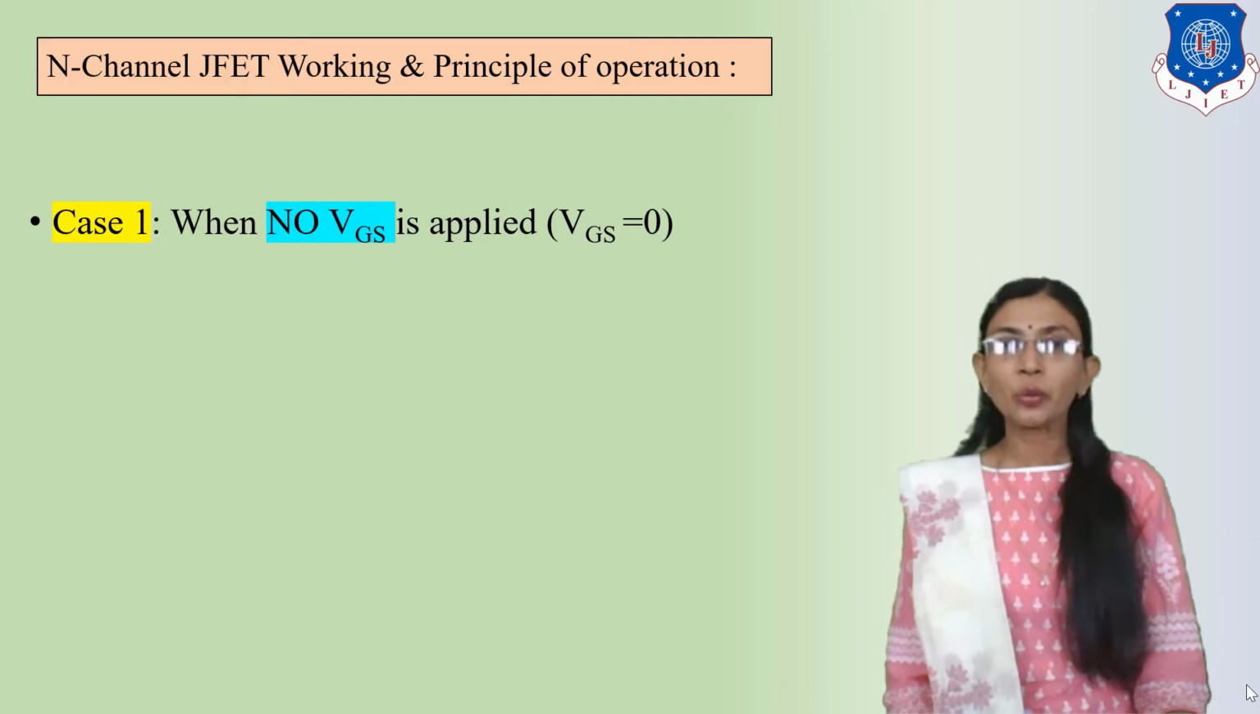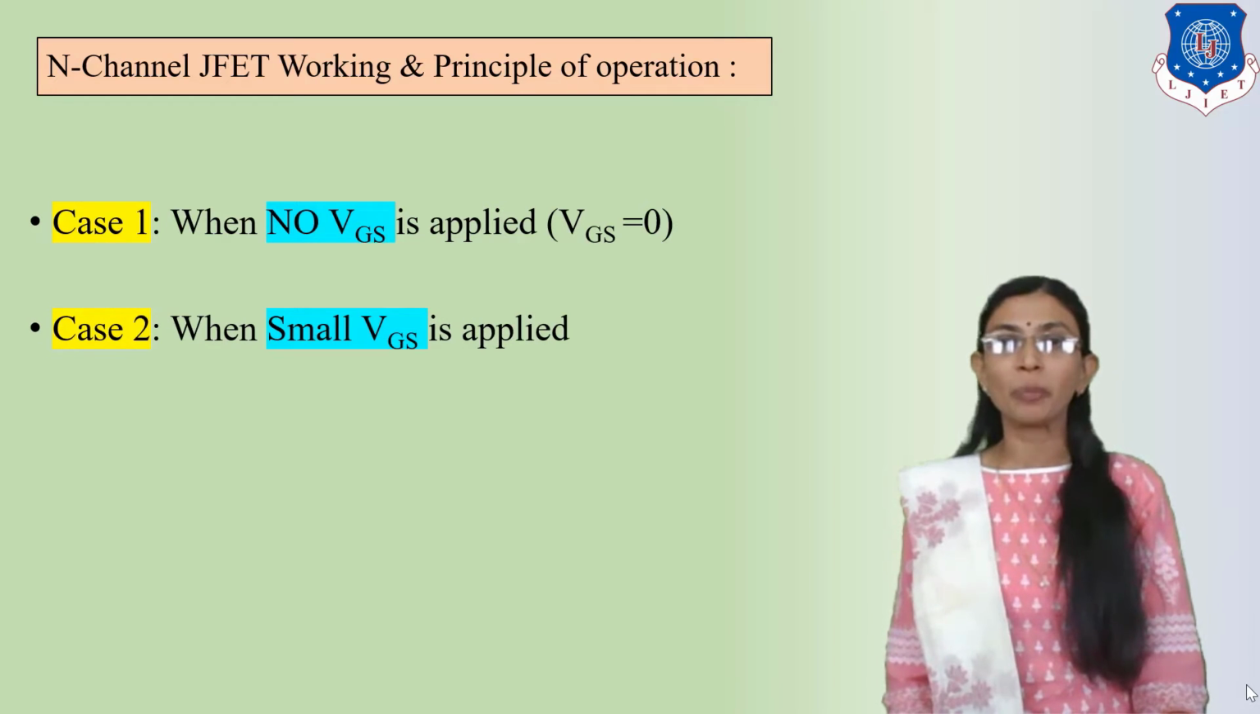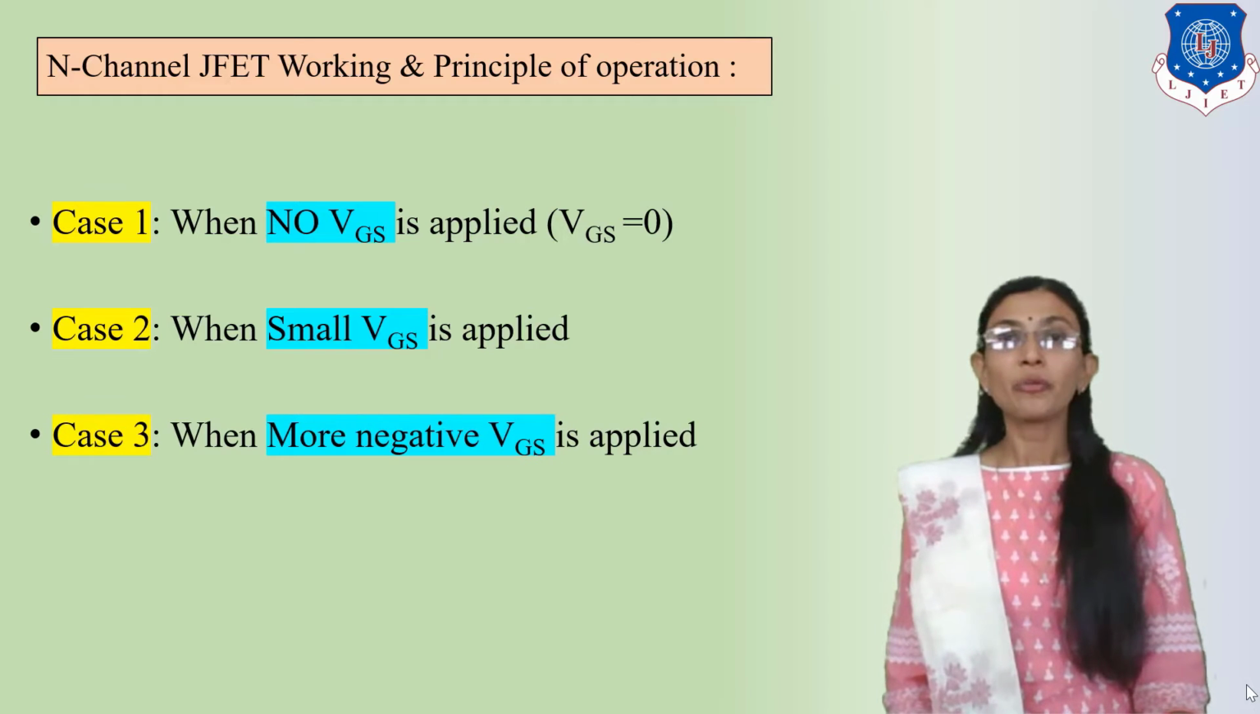Case 1, when no VGS is applied, that means VGS is equal to 0. That means no battery is applied to the input loop. Let's consider case 2 for understanding the operation of N-channel JFET, that is when a small VGS is applied, meaning a small reverse bias is applied to the input loop. And case 3, that is when more negative VGS is applied, that means more reverse bias is applied to the gate terminal.